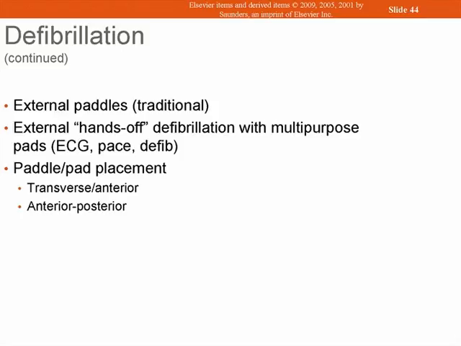Defibrillation and synchronized cardioversion can happen with the use of the traditional external paddles, the hands-on paddles, or external hands-off defibrillation multipurpose pads, which will read an EKG, will pace, and will defibrillate. Paddle pad placement is very important. Transverse anterior means that you have the patient's left pectoral and right-sided rib cage, that's transverse to the heart, or anterior posterior, and that's the hands-free piece. You have one pad anterior on the chest and one posterior on the back.